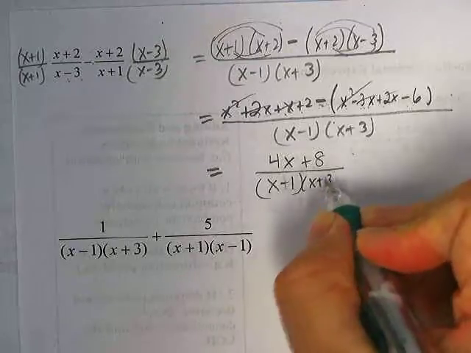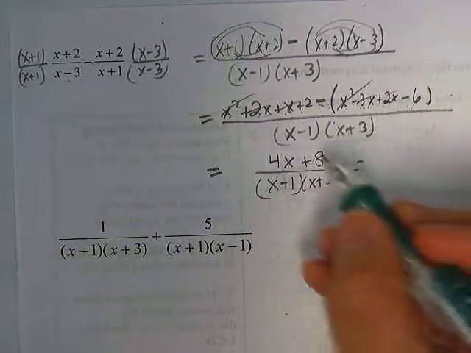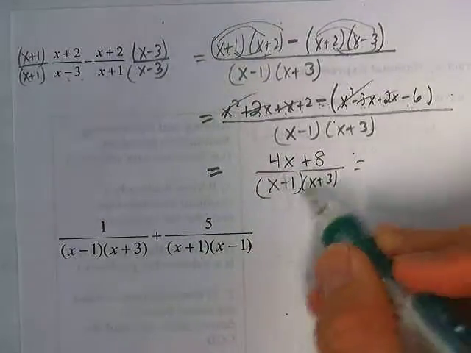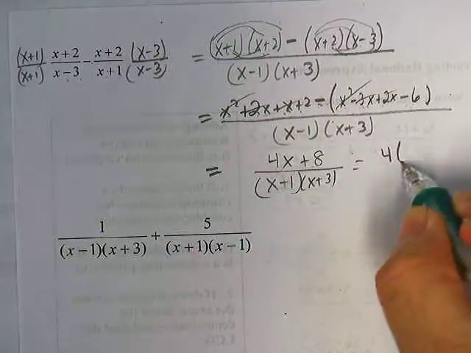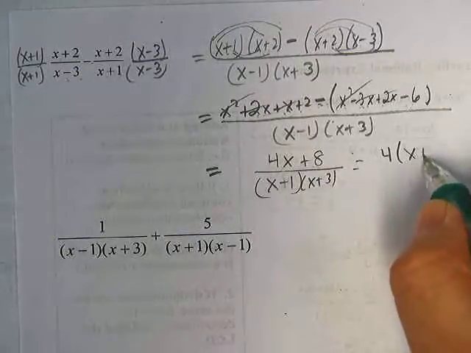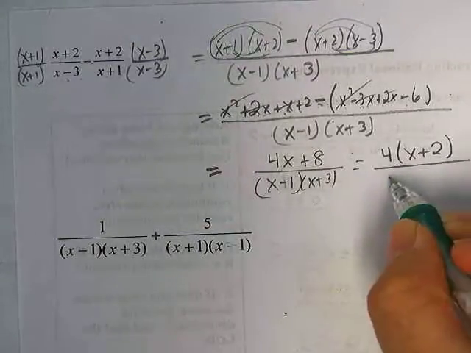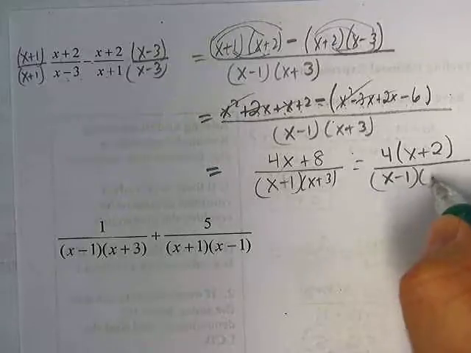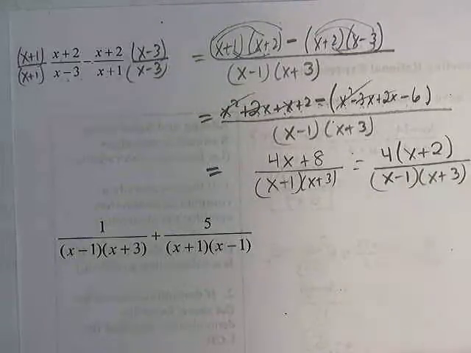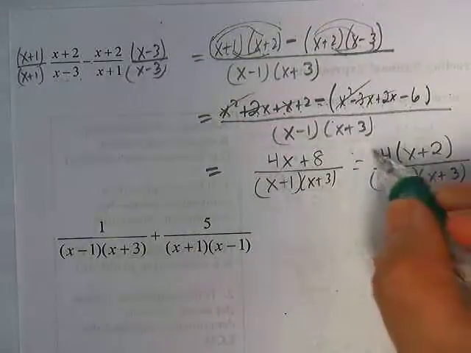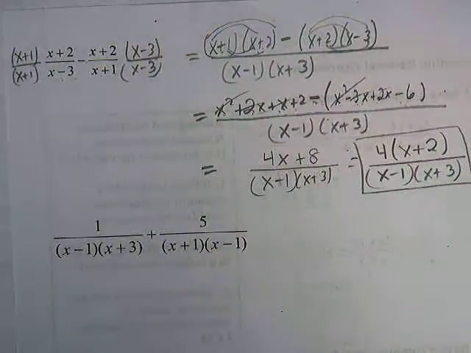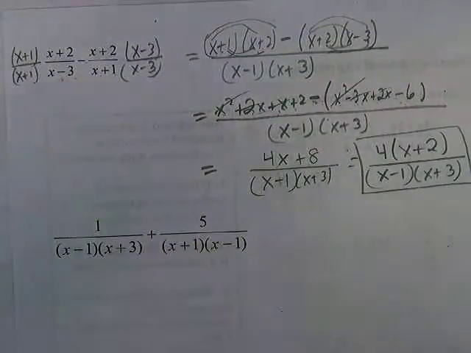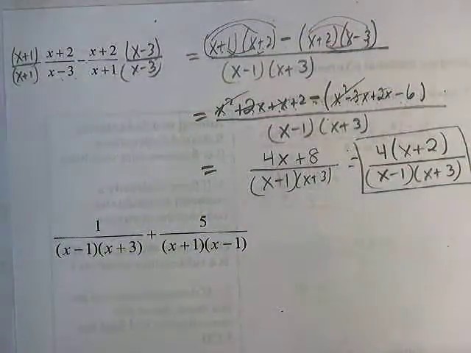times x plus 3. And as a last step, it's always a good idea to factor the top to see if you are able to cancel anything. So it looks like I can factor out a 4. If I factor 4 out, I have x plus 2 over x minus 1 multiplied by x plus 3. And unfortunately, nothing cancels. But that is our simplest answer right there. Okay, so again, we found our common denominator by multiplying the denominators together and then simplifying.